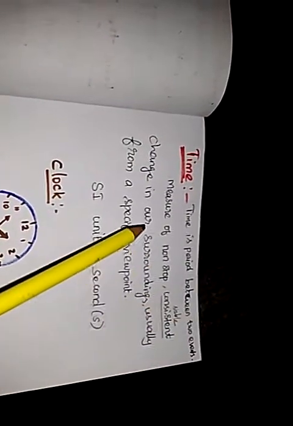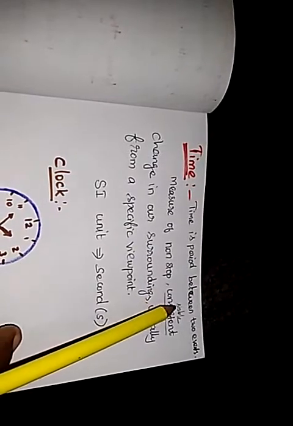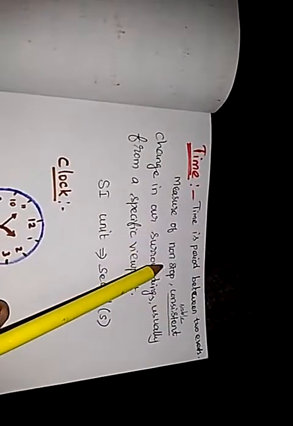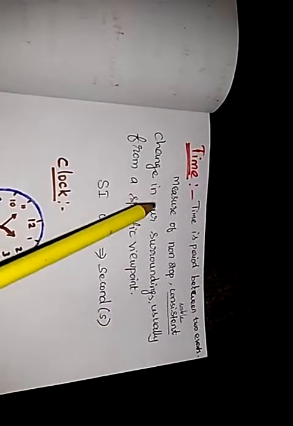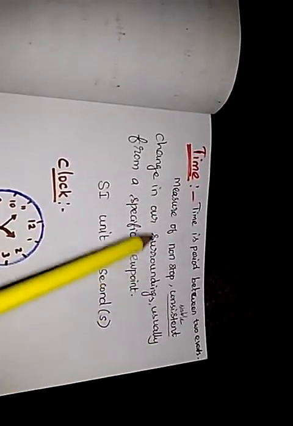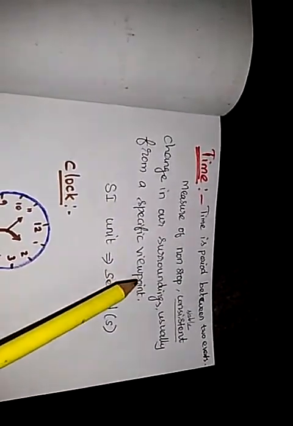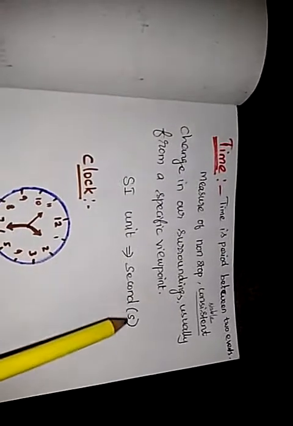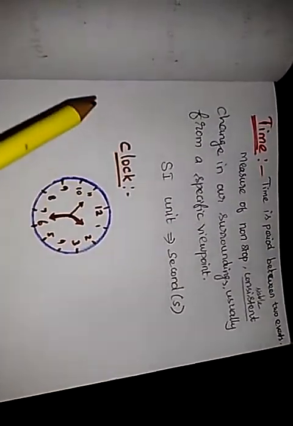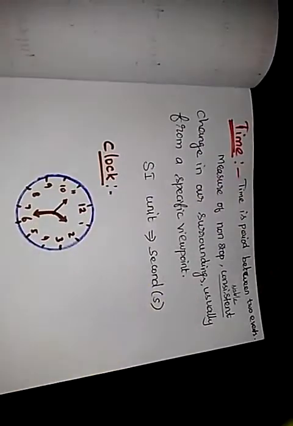Time is a measure of non-stop consistent change in our surroundings, usually from a specific viewpoint. Consistent means stable. The SI unit of time is the second, denoted s. The clock is used to measure time. Okay students, thank you.